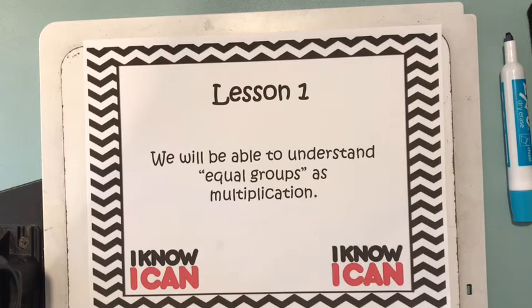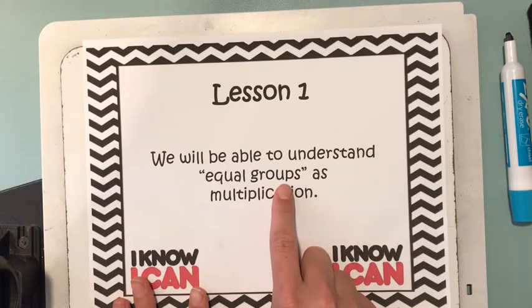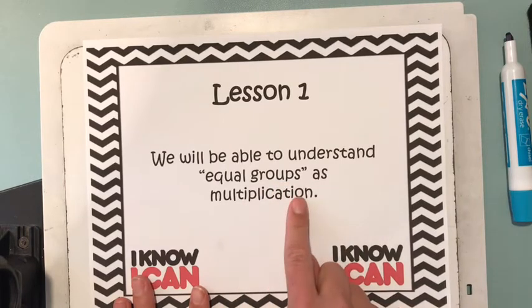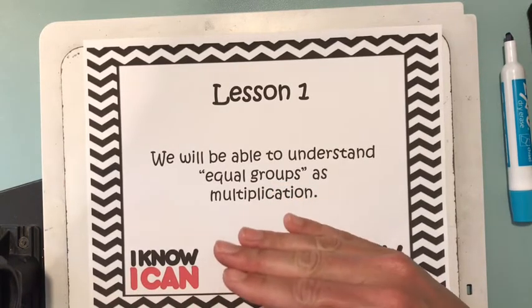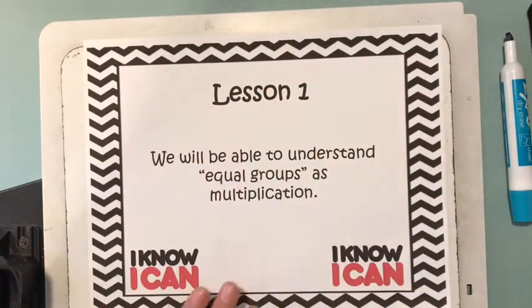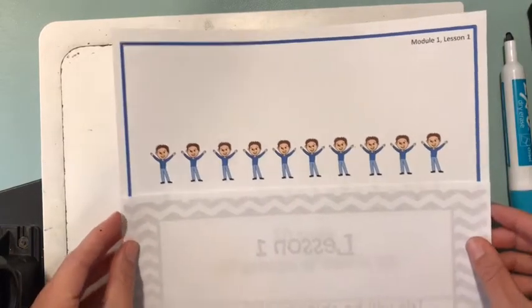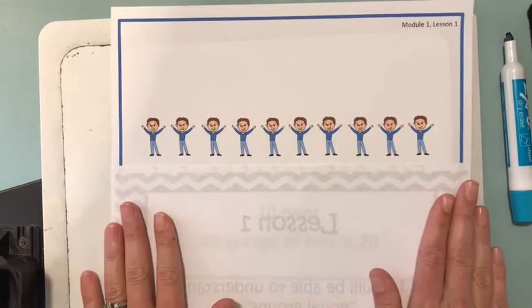So here is our objective for today. We will be able to understand equal groups as multiplication. So, equal groups as multiplication.